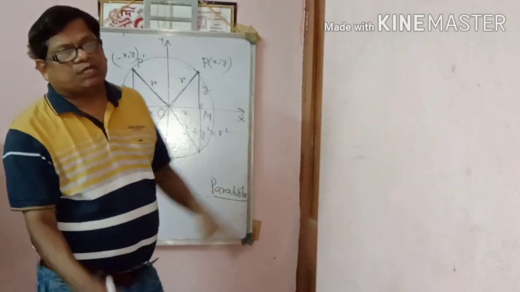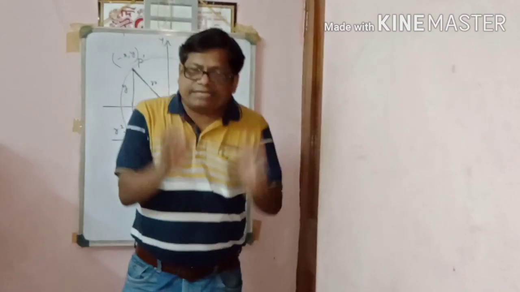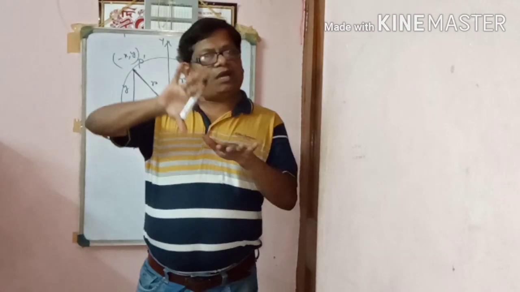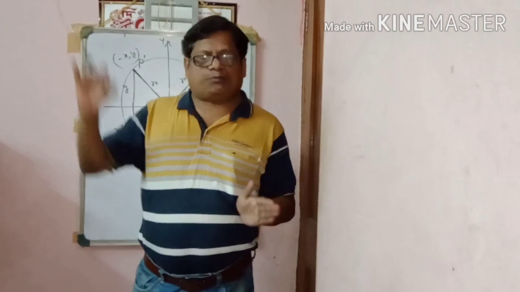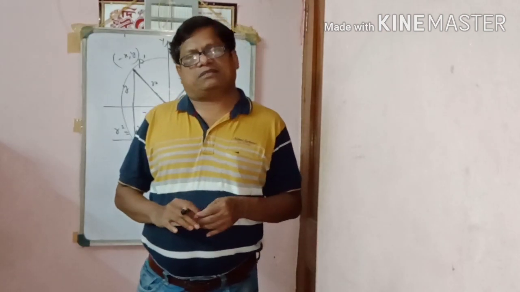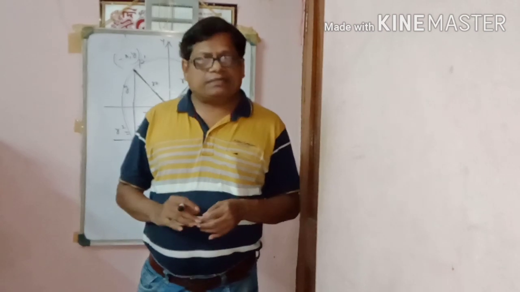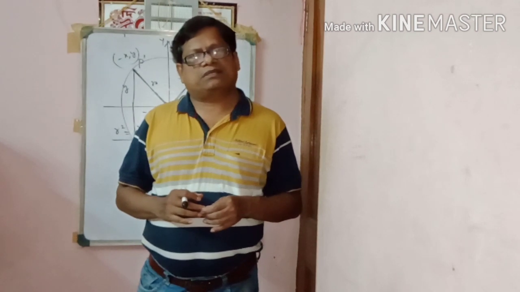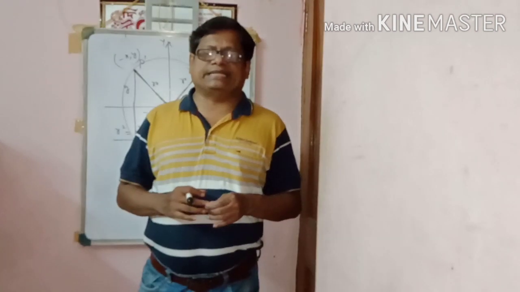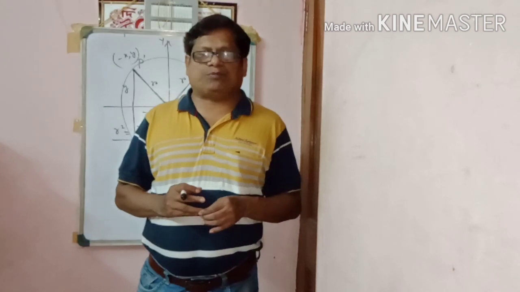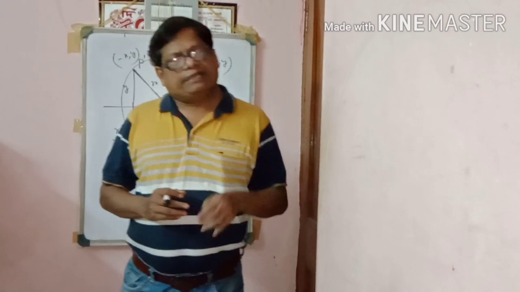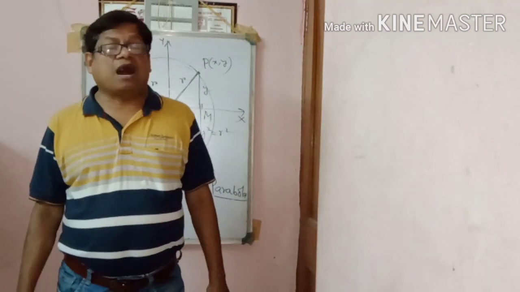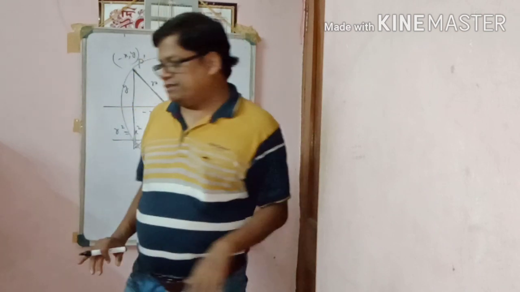A point moves in such a way that the distance from the fixed point to the moving point is always the same. Then the locus of the point is a circle. And the equation of the circle is x square plus y square equal to r square. You are taking the center as the origin and the radius is r.